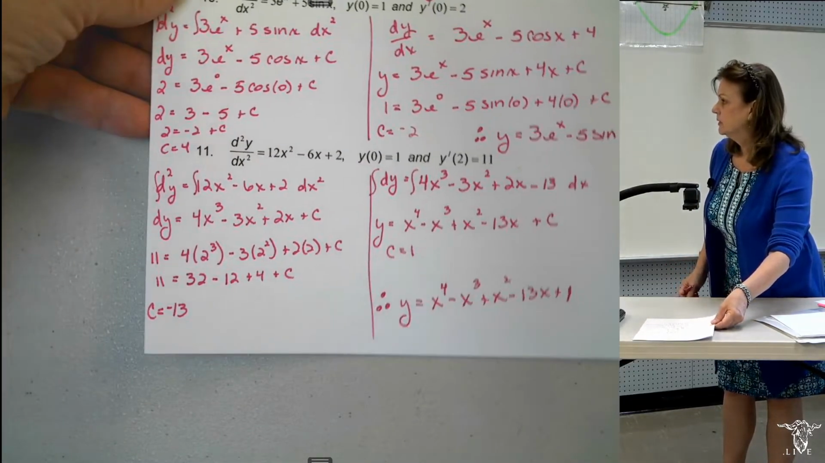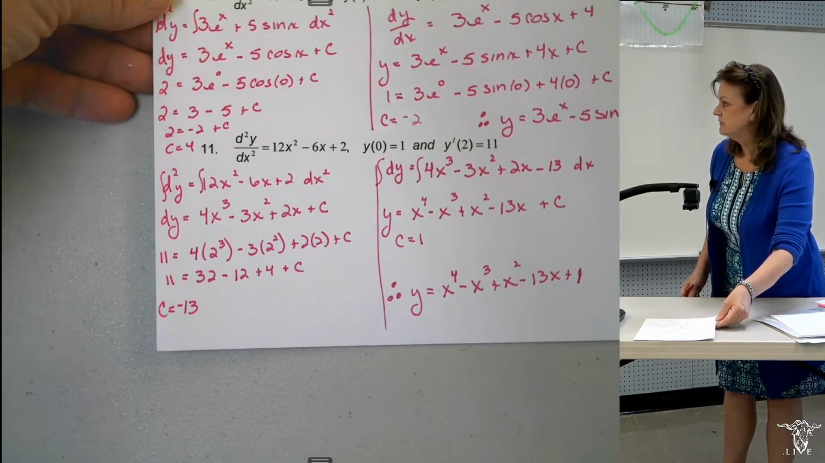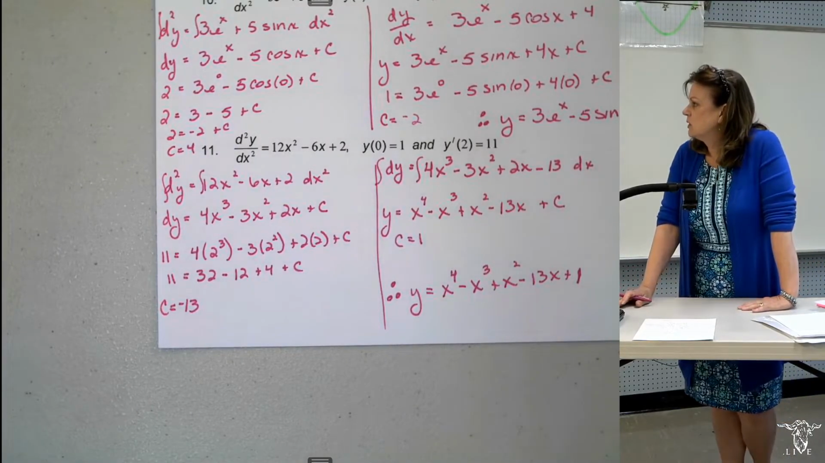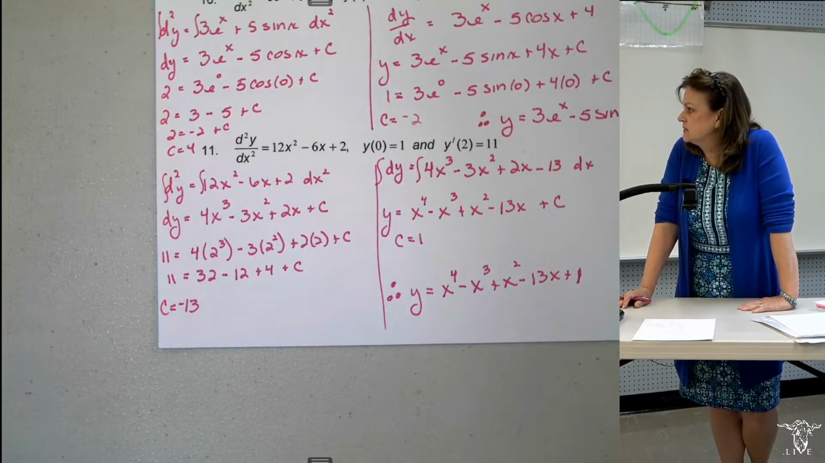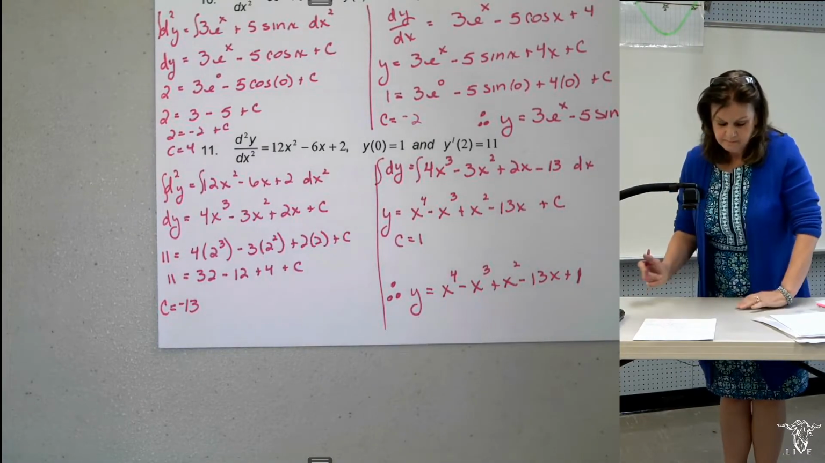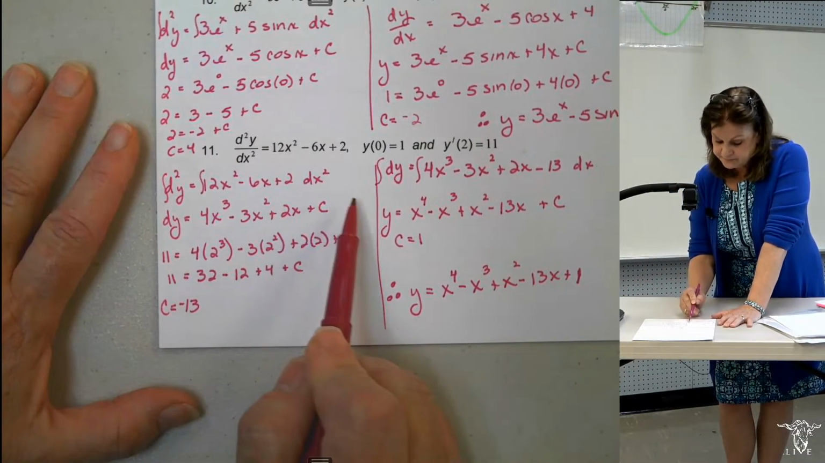All right, you guys, here we go. Let's start with the left side. I've got d squared y over dx squared is 12x squared minus 6x plus 2. So, of course, we're starting with our second derivative. We're going to integrate that.